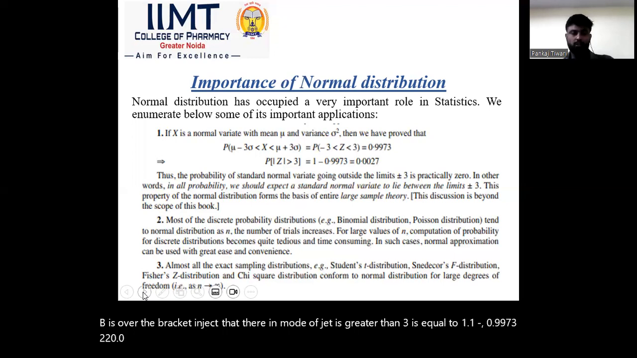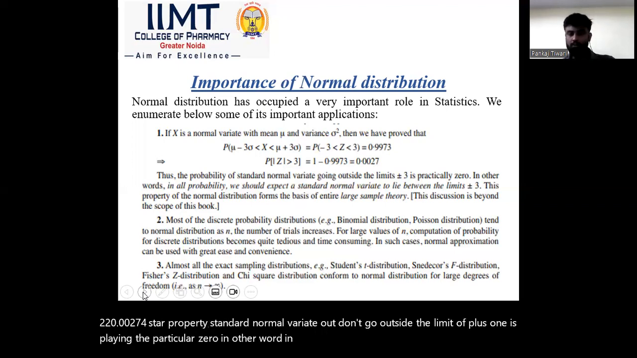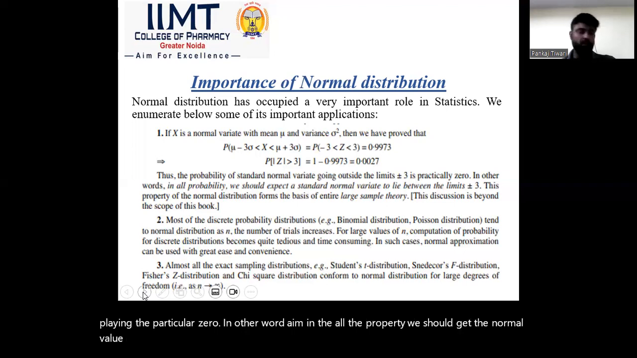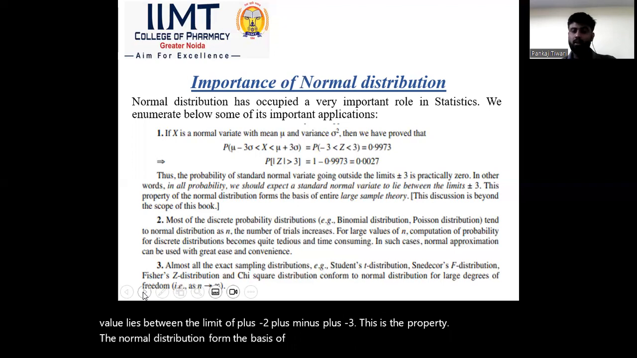Thus the probability of the standard normal variate going outside the limits of plus minus 3 is practically zero. In other words, in all probability we should expect the standard normal variate to lie between the limits of plus minus 2 or plus minus 3. This property of the normal distribution forms the basis of the entire large sample theory.